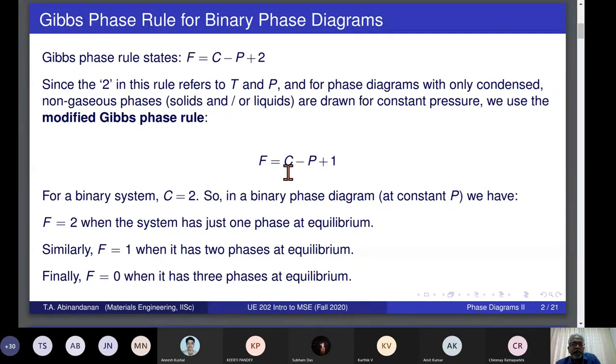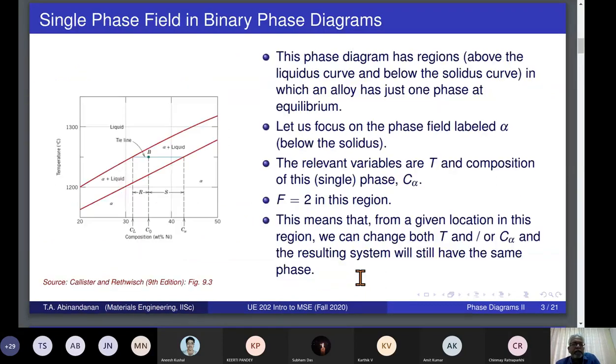So C has gone up to 2 now, and therefore you get 2 degrees of freedom when the system has just one phase in equilibrium, and of course 1 degree of freedom when it has two phases in equilibrium, and then finally 0 degrees of freedom when it has three phases at equilibrium, which we will come to towards the end of this class. All right, let's see how this works out. If you are in the single-phase region here, solid phase or the liquid phase, then the two degrees of freedom basically imply that you can change. By the way, because it is a single phase, it must have the same composition as the original alloy composition itself.